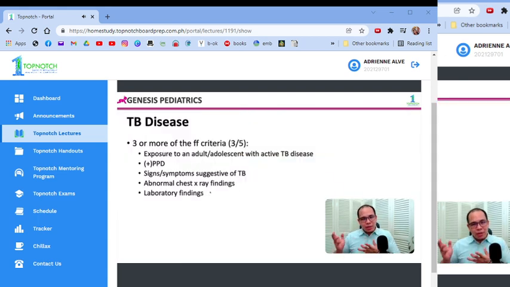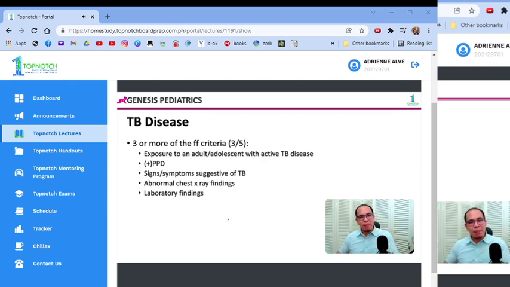Okay. Now, let's go to TB disease. So, sabi ko sa inyo, na-discuss na natin yung exposure, yung infection, na-discuss na natin yung pag-check kung positive ba yung PPD reading niya, na-discuss na natin yung prophylactic therapy, when to do your skin test bago ka mag-prophylaxis. Now, disease tayo. How do you say that your patient has TB disease? You have to fulfill 3 out of the 5 criteria. Exposure, PPD, signs and symptoms, X-ray, other laboratory findings, or other ancillary tests. What are these? Gastric AFB, sputum culture, TB culture, gene expert, or your PCR, so forth and so on.